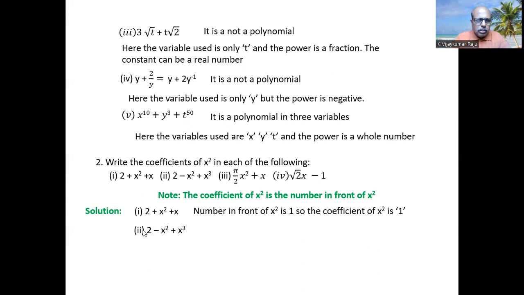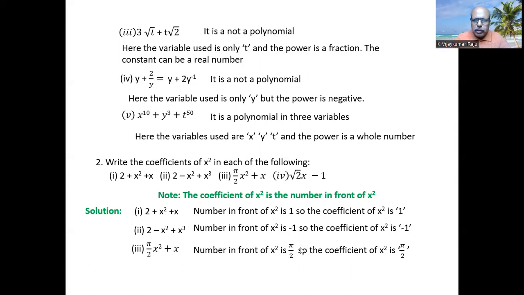Second one, 2 minus x square plus x raised to 3. He has asked you only the coefficient of x square, so we have to focus only on x square. And here there's a minus sign in front of x square. Therefore, the number in front of x square is minus 1. So the coefficient of x square is minus 1. Third one, 5 by 2 x square plus x. It is clear that the number in front of x square is 5 by 2. So the coefficient of x square is 5 by 2.